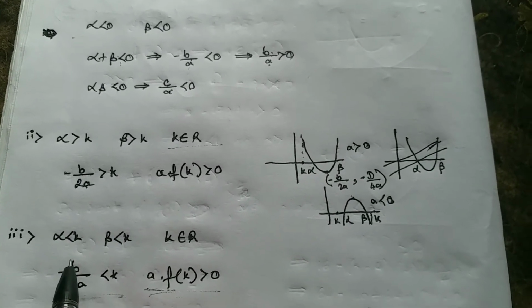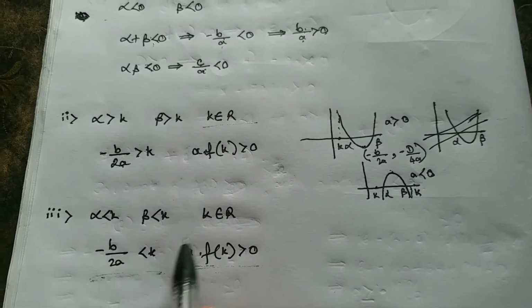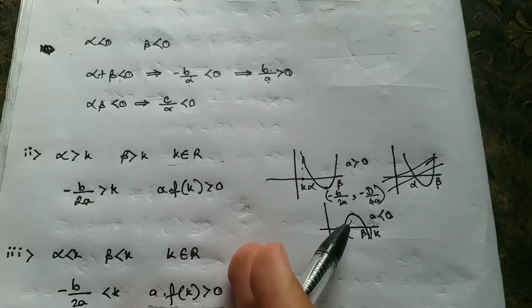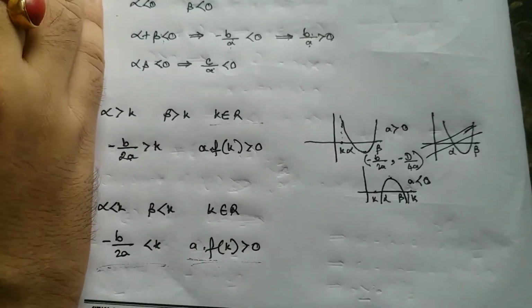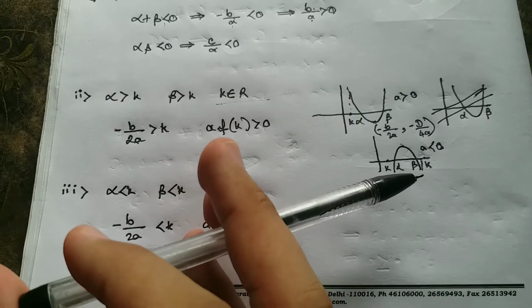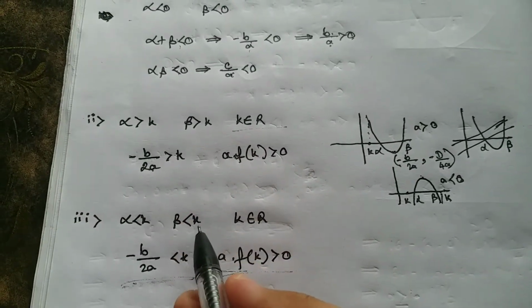And if both roots are less than a real number, alpha less than k, beta less than k, then minus b by 2a is less than k. The vertex comes before k, so minus b by 2a is less than k, and that thing is the same: a times f(k) is greater than 0. You can see from this diagram, a times f(k) is greater than 0, so a and f(k) continue to have the same sign.